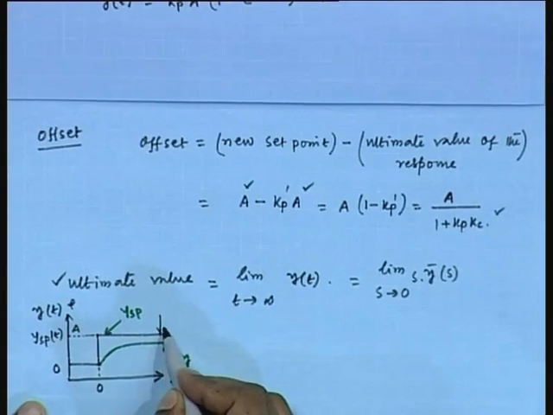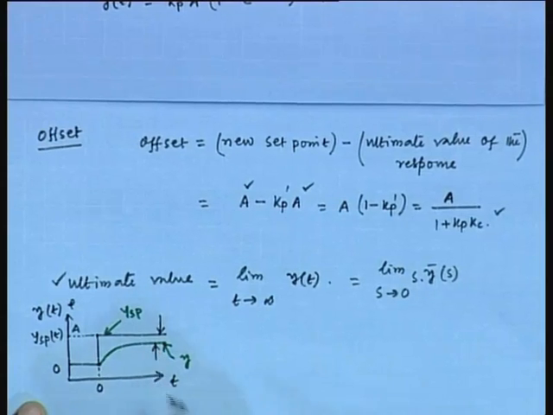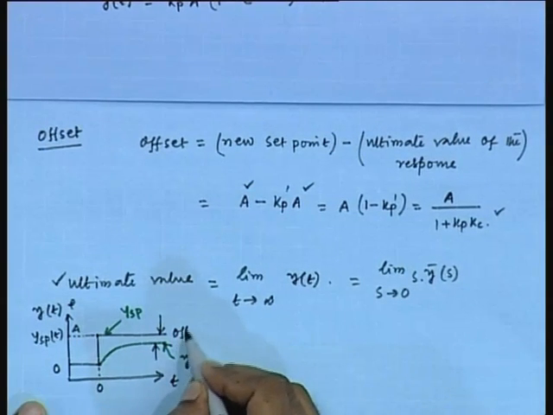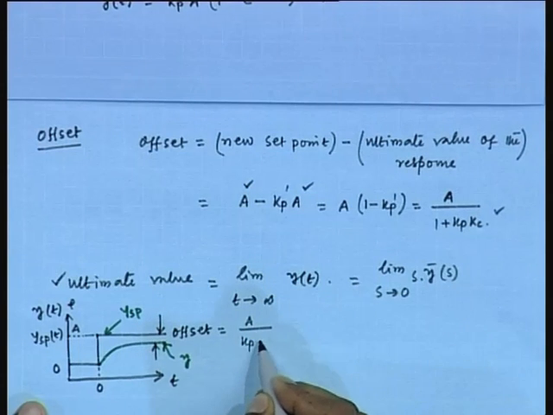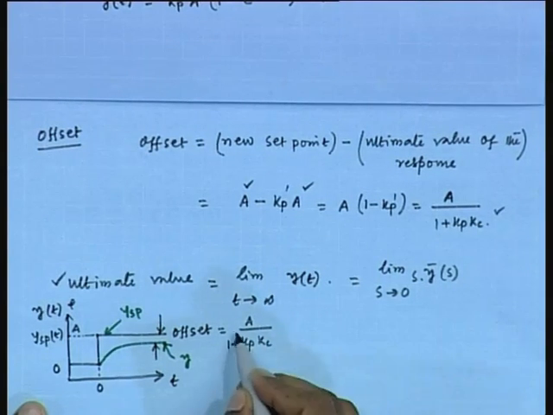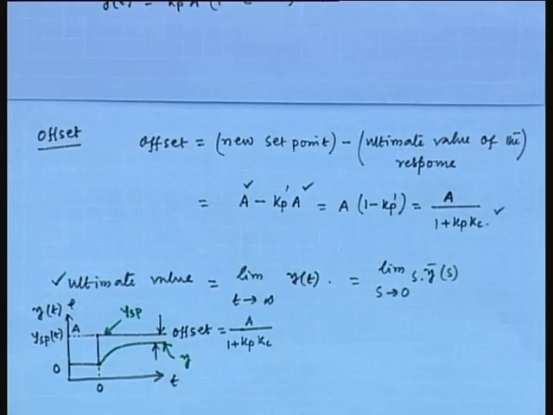This plot represents the process behavior under P-only control scheme, and also by introducing a step change in set point value with a magnitude of A. Now, this deviation, the steady state deviation of the controlled variable from set point value, is offset. This difference is offset, and mathematically it is A divided by (1 + K_p K_c). Mathematically we obtain offset equals A divided by (1 + K_p K_c), fine.